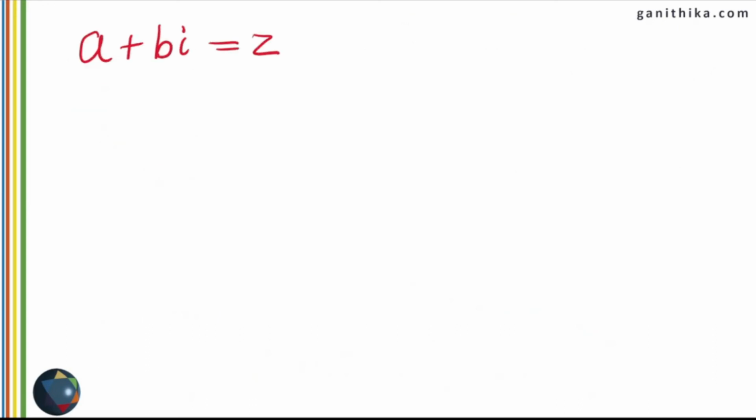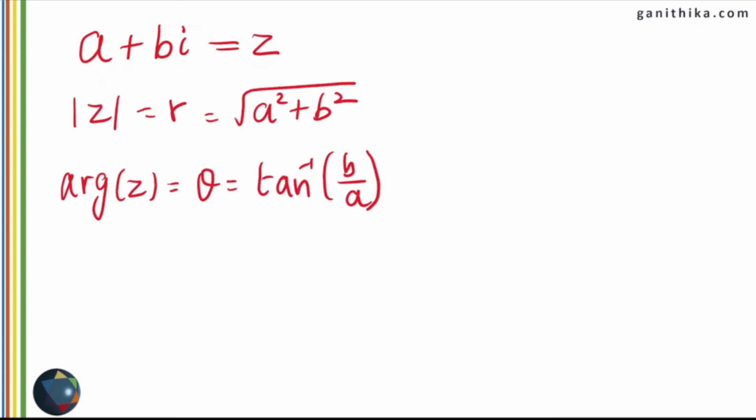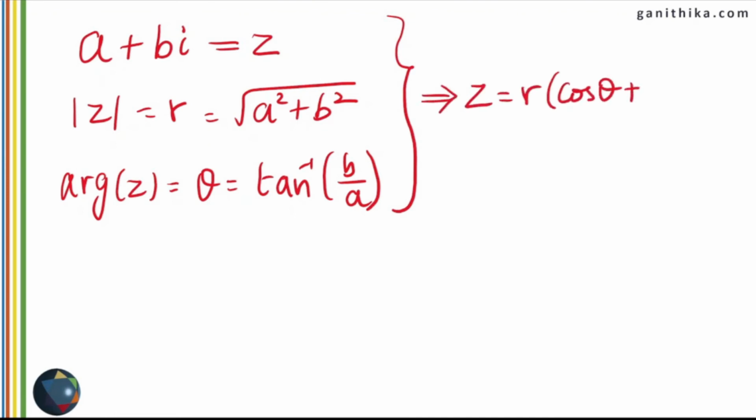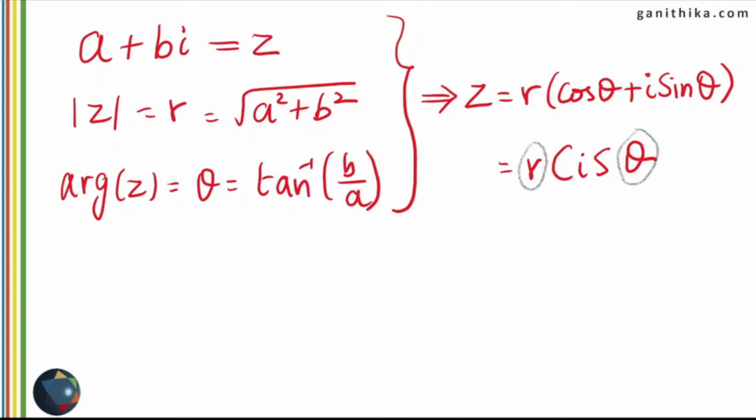So if you have a complex number a plus bi as z, you can find modulus z which is equal to r, and you can also find argument of z which is equal to theta. Once you find these two values r and theta, you can convert the complex number into polar form like this: r times cos theta plus i sin theta. In simpler form, this is written as r cis theta. You can see that in polar form, the complex number has two parameters, r and theta.